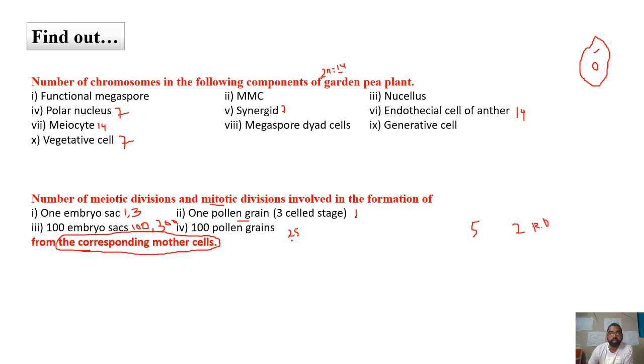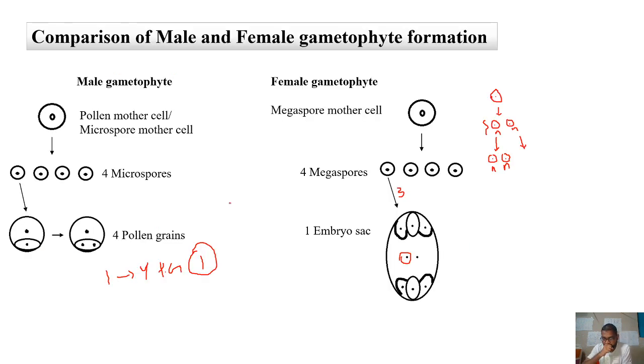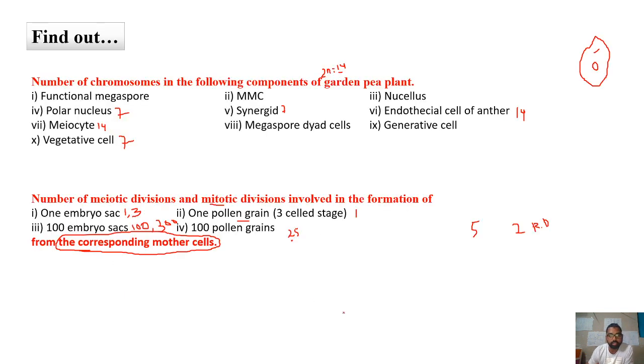Here it is, one reduction division. Now coming to the mitotic divisions, one microspore has to undergo a first round of mitosis and a second round of mitosis, that means two rounds of mitosis, for the formation of the three-celled stage. So the question is about the three-celled stage.